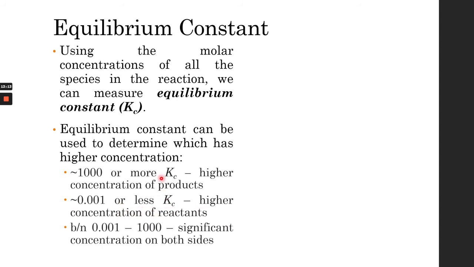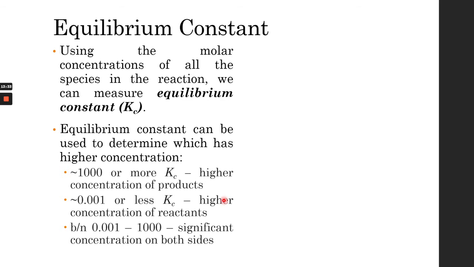But if you have a Kc between 0.001 and 1000, it just means it has significant concentrations of both sides. It does not mean that they're equal. It just means that there's a significant amount of products and a significant amount of reactants.